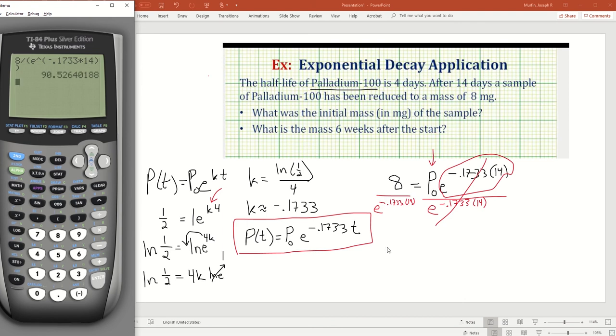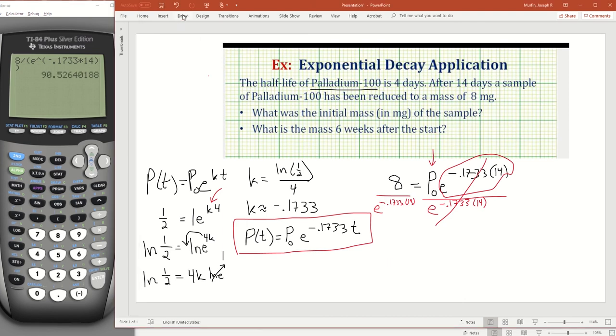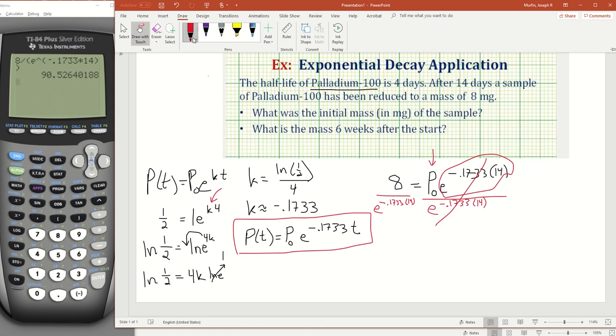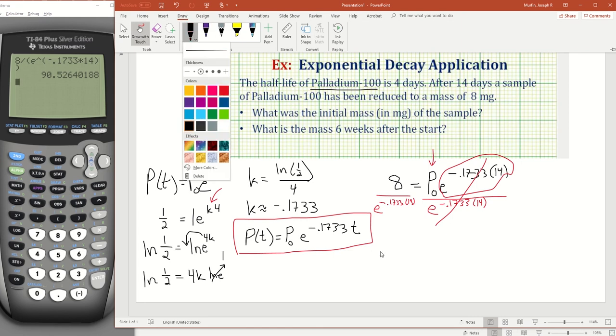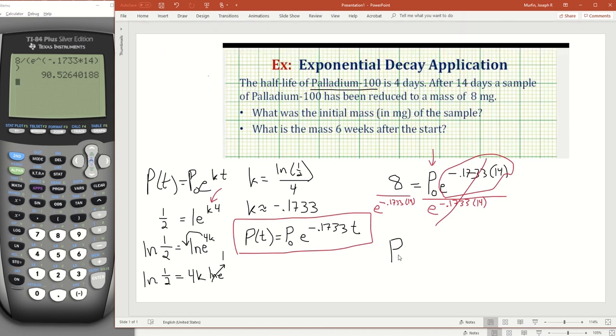Cool. So there we go. So our initial amount here, our p sub 0 is going to be approximately 90.5 milligrams, like that.